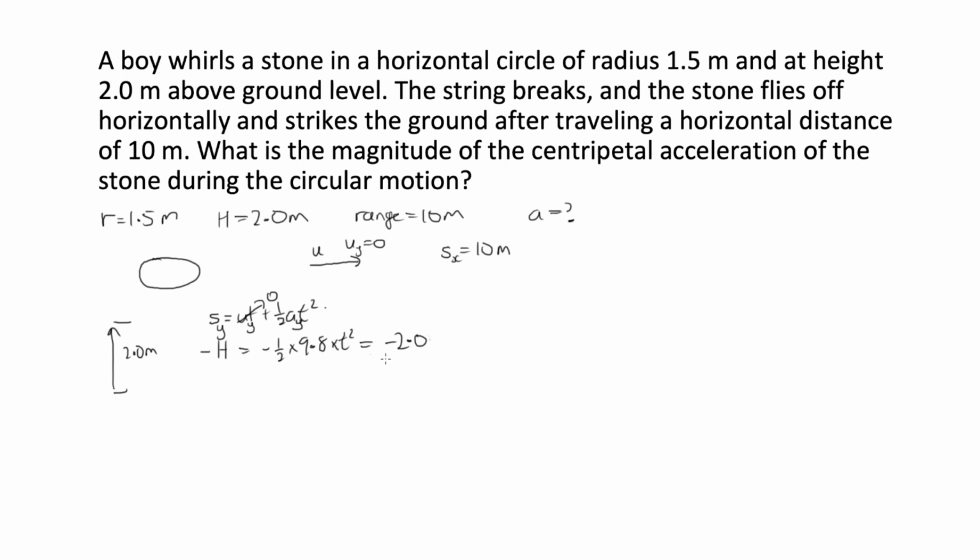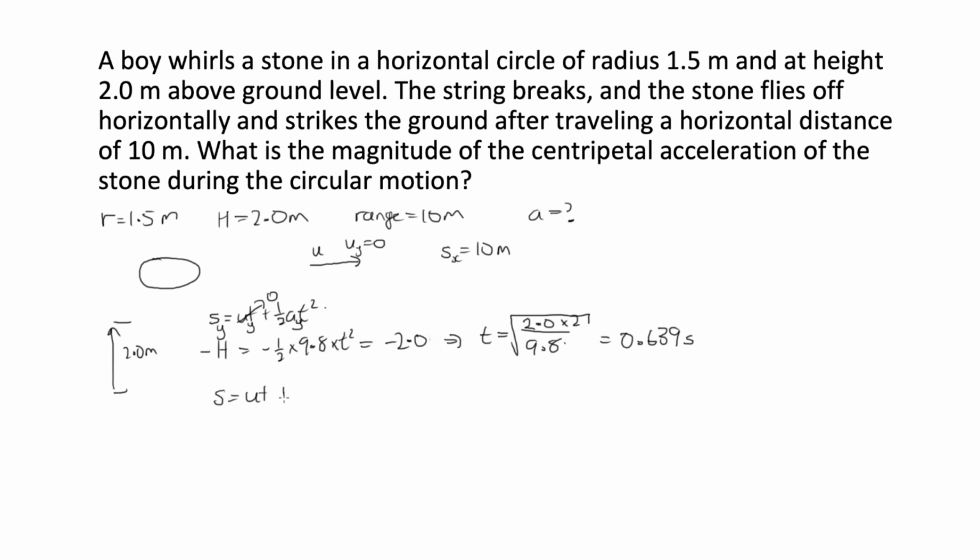Okay, so we can solve this to get the time. So this tells us that the time that it's in the air for is equal to the square root of 2 times 2 divided by 9.8, and we need to take the square root to get rid of this squared. So this is equal to 0.639 seconds. Okay, so now we know how long it's in the air for. Now we can get its initial horizontal speed.